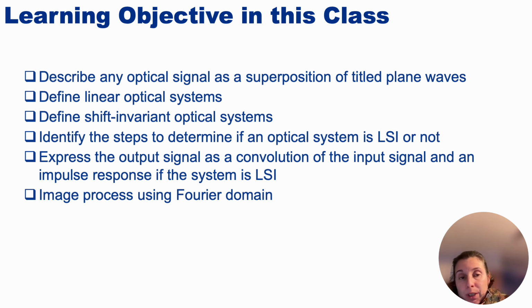So I just briefly say that we're gonna describe any optical signal as a combination of tilted plane waves. We're gonna describe linear optical systems and shift-invariant optical systems. I'm gonna introduce to you some steps to identify if an optical system is linear shift-invariant or not. Because if it's linear shift-invariant, then we can express the output as the convolution of the input and the impulse response. And I'm gonna give you a brief introduction about image processing using the Fourier domain.